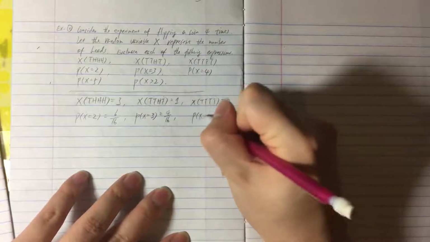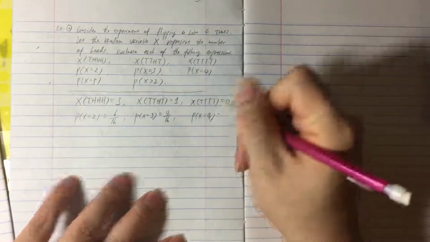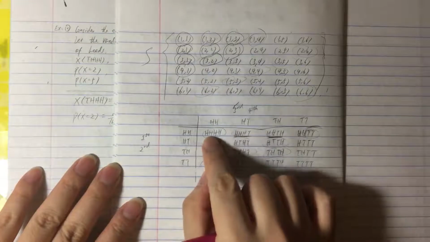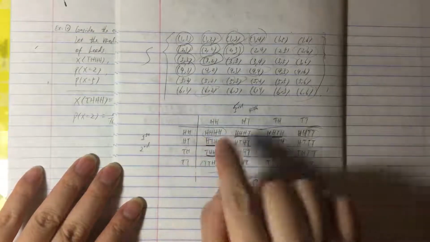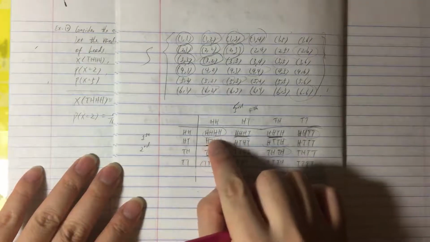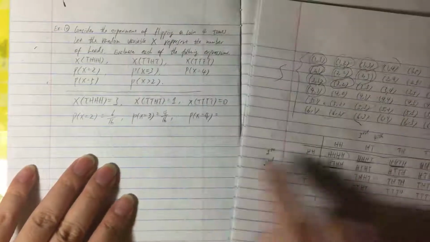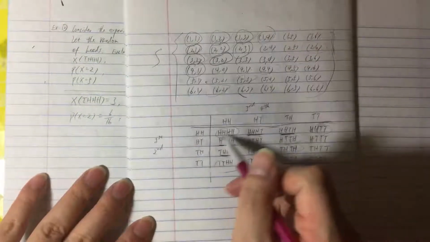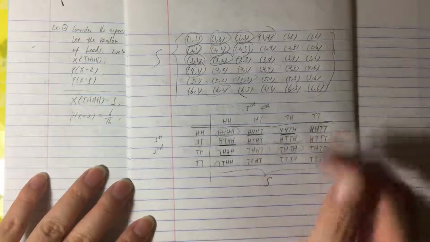What's the probability that X equals 4? X represents the number of heads. Only this outcome has X equal to 4. So the probability is 1 out of 16.